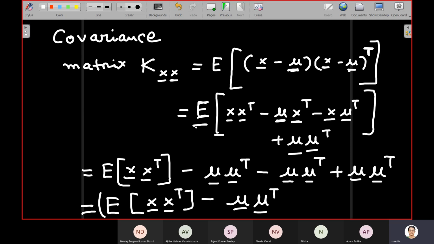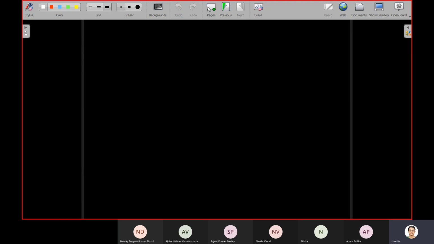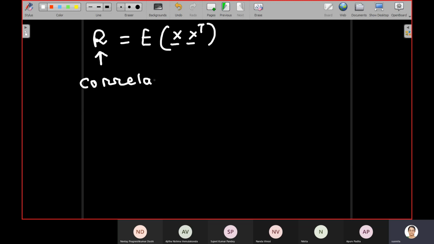Now the first term is called the correlation matrix. We denote this as R. I'll just give the expression of the correlation matrix and discuss the joint PDF and stop. The correlation matrix: we got an additional term called correlation, which we did not have for the single dimension.